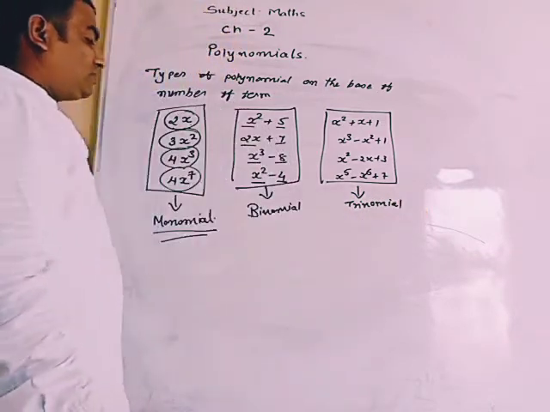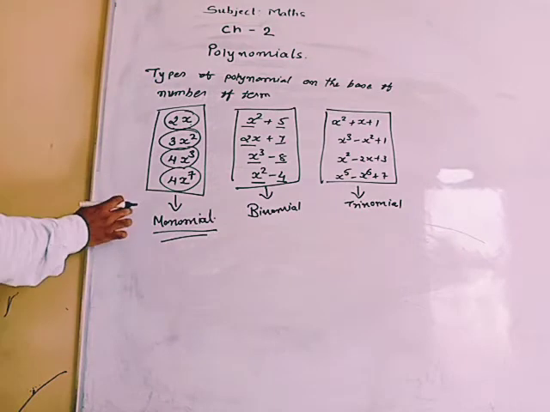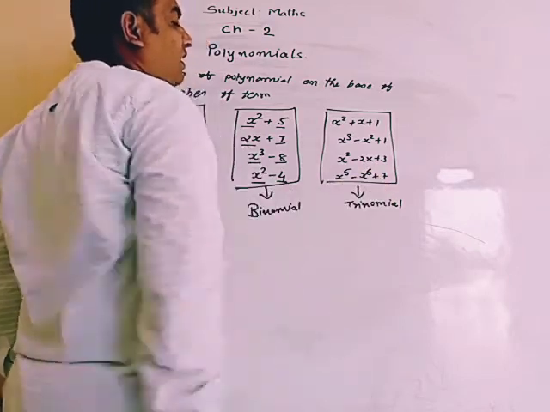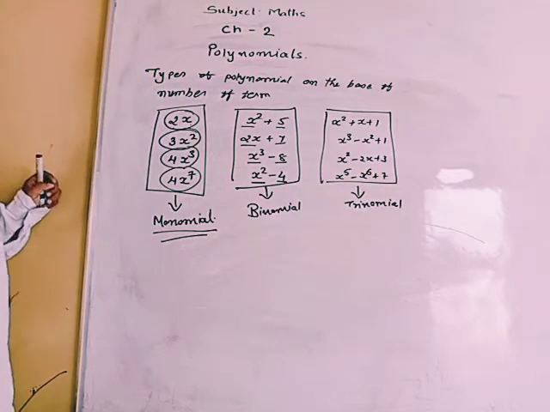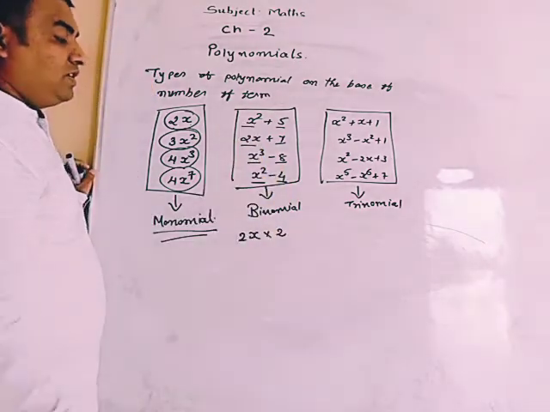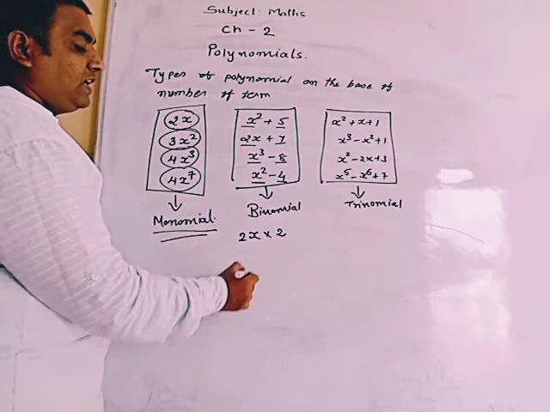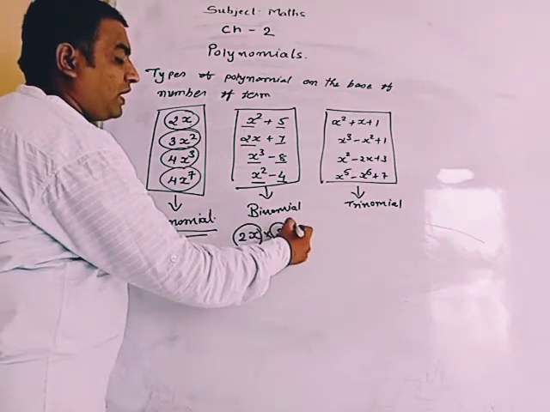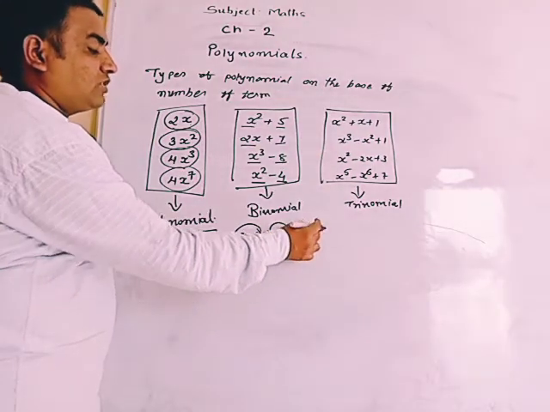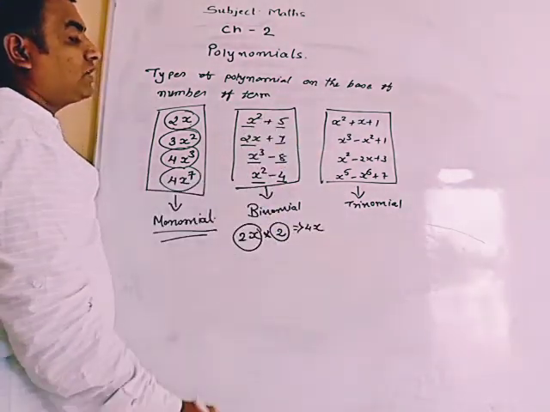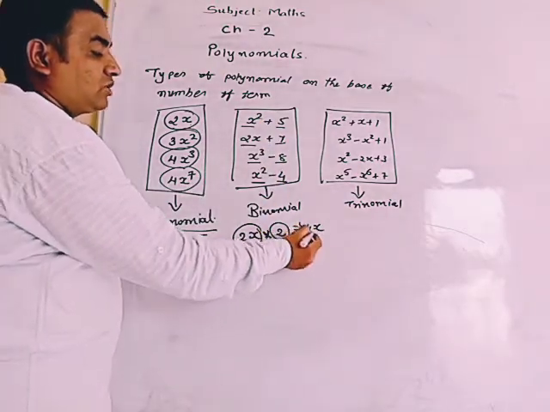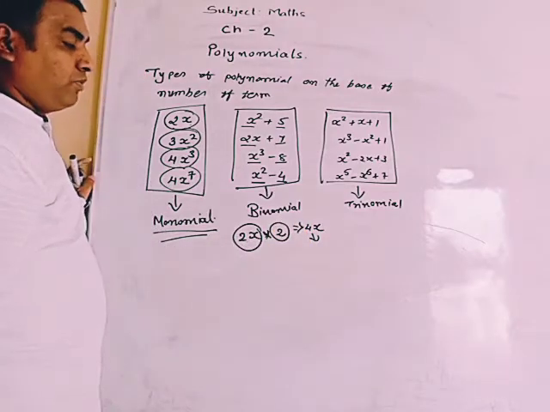So the algebraic expressions which contain one term are monomials, which contain 2 terms are binomials, and which contain 3 terms are called trinomials. So can we say that 2x into 2 is a binomial? No, because when they are multiplied, they give us only a single term, 4x. Here multiplication is there, so they give a single term. 2 terms are decided by the plus or minus sign, not by multiply and divide. So this is only an example of a monomial.